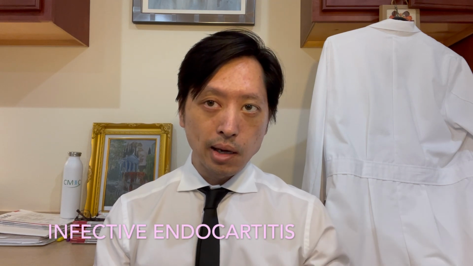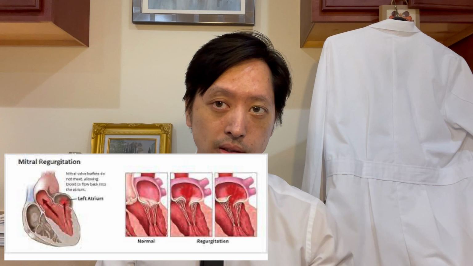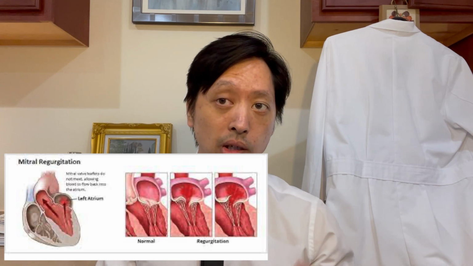So these are the things that you should be thinking about when we talk about mitral valve prolapse and its complication. Now, just to continue on with mitral valve regurgitation or mitral valve insufficiency, as I said just now, this could be a complication of mitral valve prolapse. But what can cause mitral valve insufficiency? What else can cause mitral valve regurgitation?